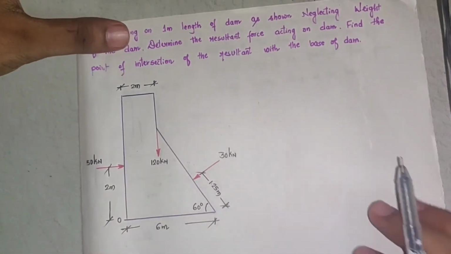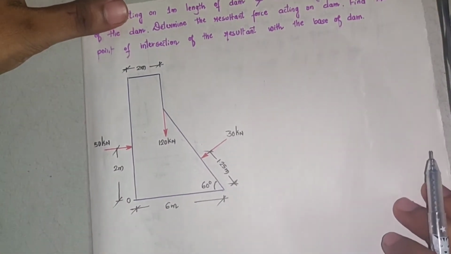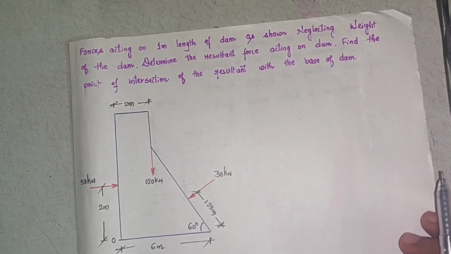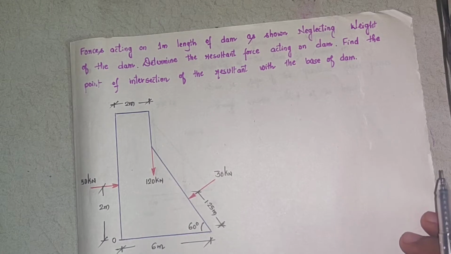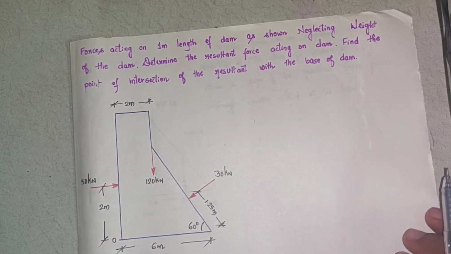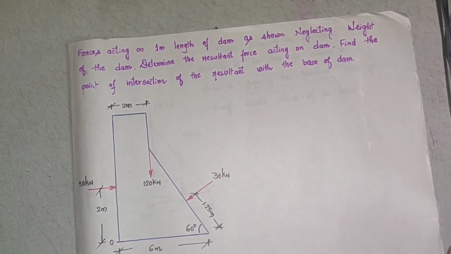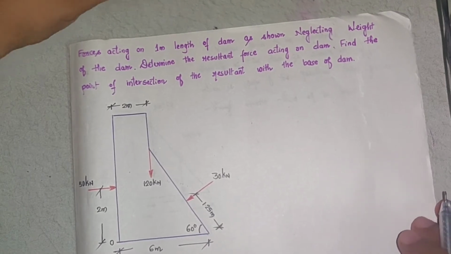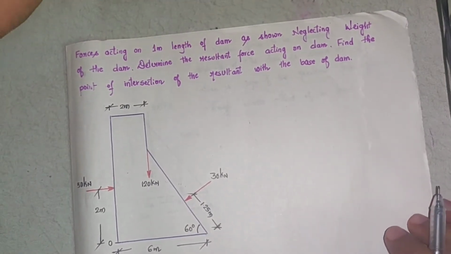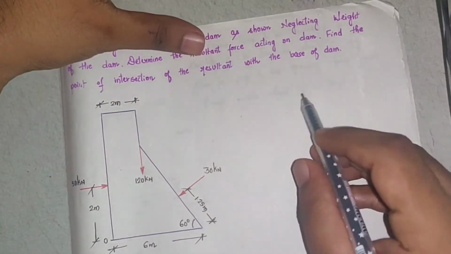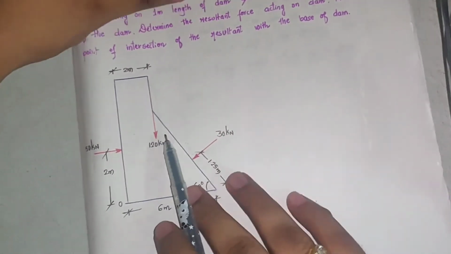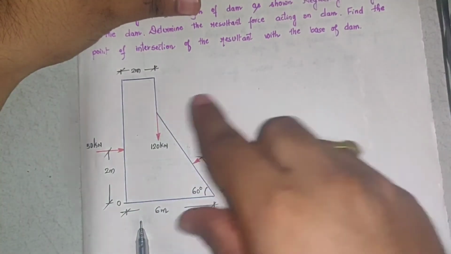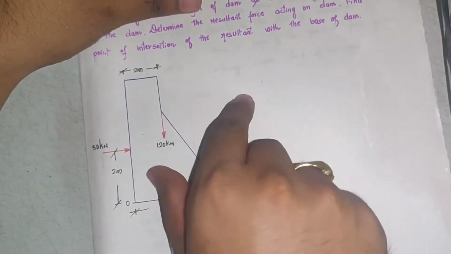Now to understand this, firstly you should know what a dam is. A dam is nothing but a water retaining structure, constructed to store the water. So how does the dam fail? One possibility of dam failure is that the dam may slide like this, or it may tilt like this.